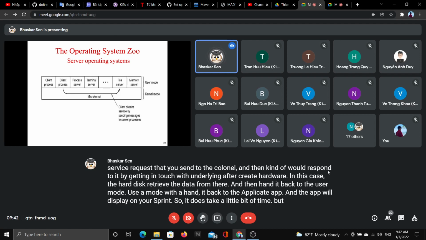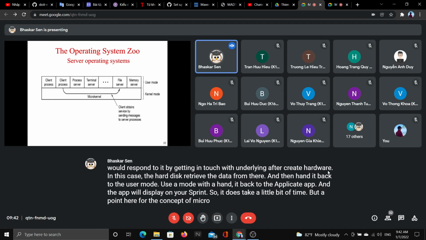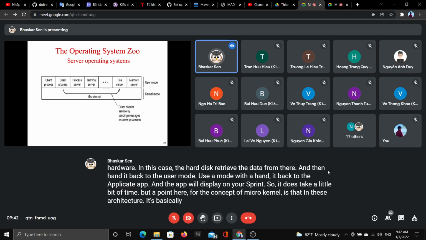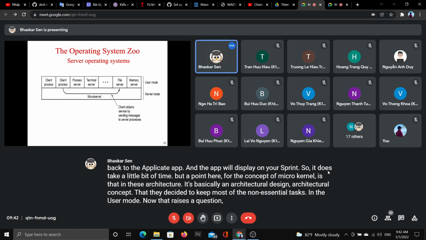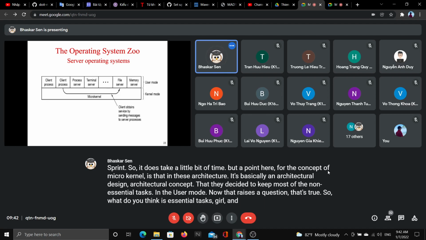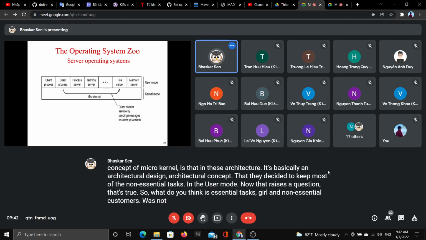But the point here for the concept of microkernel is that it's basically an architectural design, an architectural concept, where they decided to keep most of the non-essential tasks in the user mode. Now that naturally raises a question: what do you think is the essential task of the kernel and the non-essential task of the kernel? Well, it's not easy to answer, honestly.